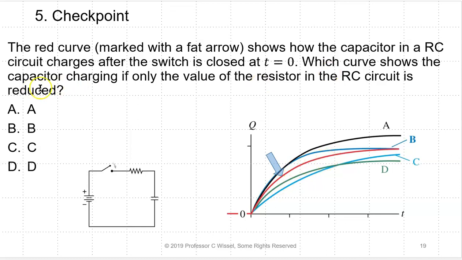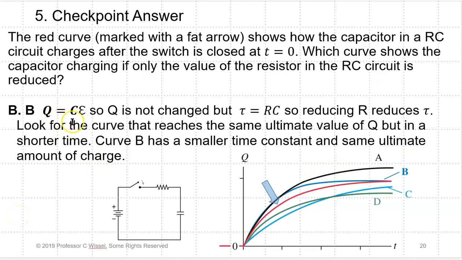And which curve shows the capacitor charging if only the value of the resistance in the RC circuit is reduced? Reduce the resistance, the time constant gets reduced. That means the capacitor will reach its final charge more quickly. It's not going to have more charge. It's going to reach its charge more quickly. Okay, so Q equals CE.